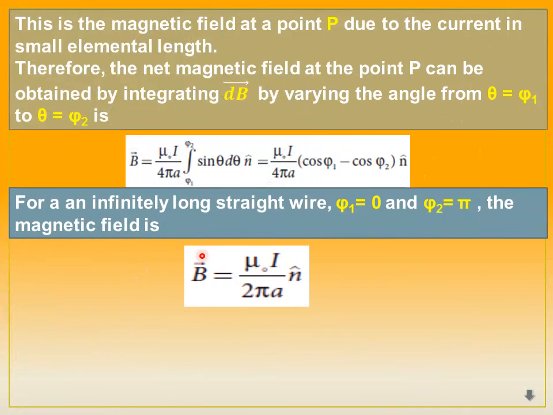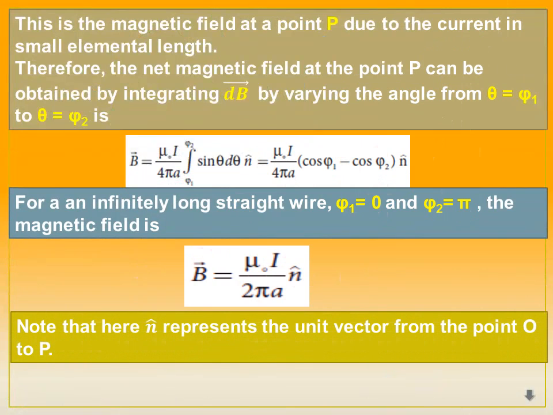That means here we have the value mu naught I by 4 pi a, and cos phi 1, that means cos 0 degree, is equal to 1, minus cos phi 2, where phi 2 is pi. There also you get minus 1. So minus and minus, you get 2. If you cancel that 2 above with this 4, then you get mu naught I by 2 pi a into n cap. Can you remember this? Note that here n cap represents the unit vector from the point O to P.